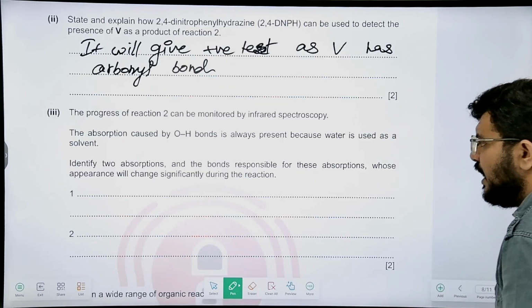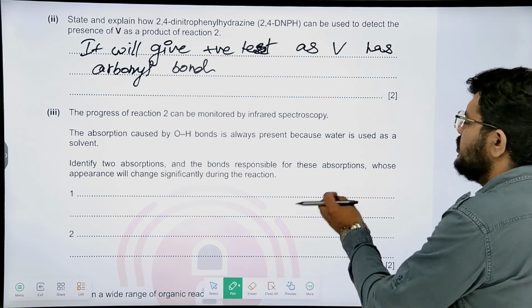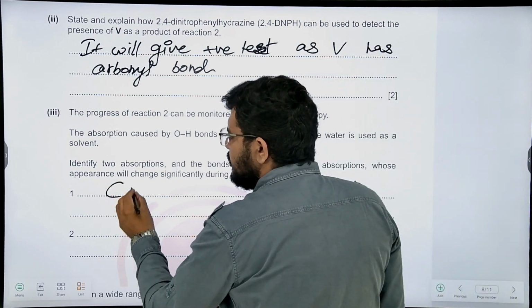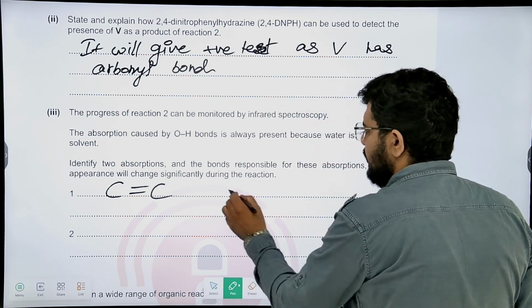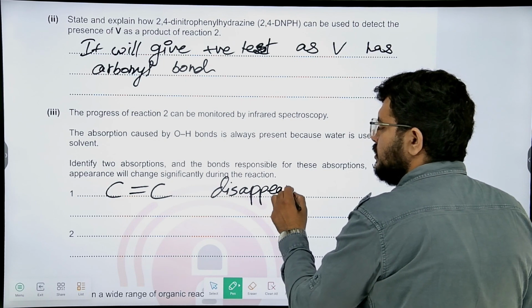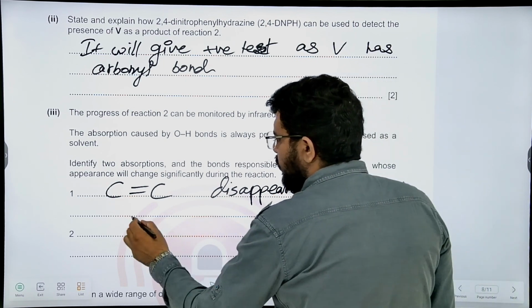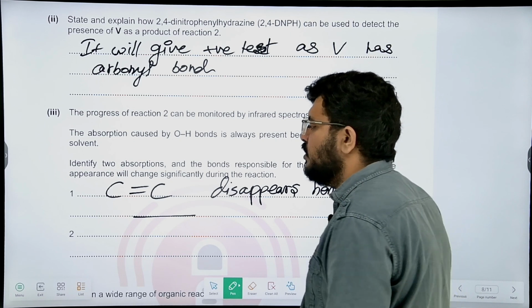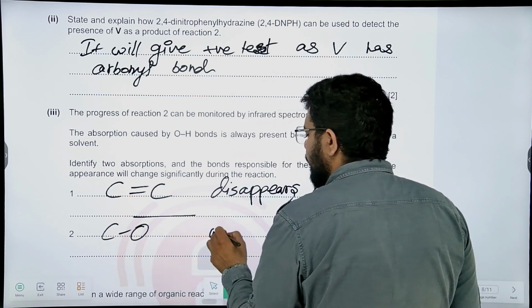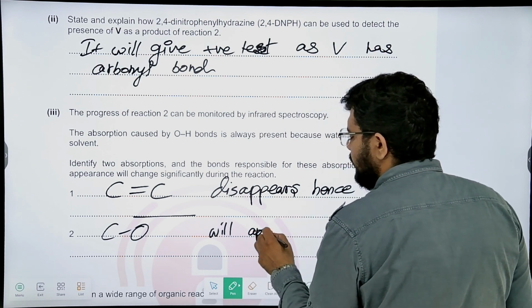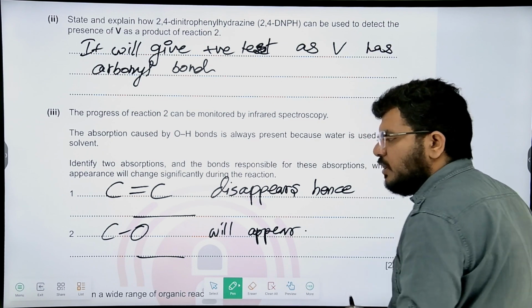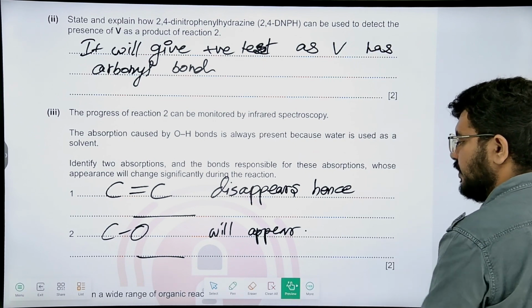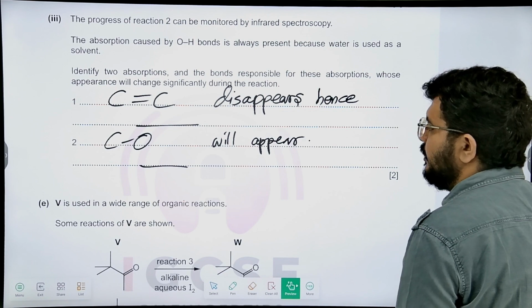Let's see. Identify two absorptions and the bonds responsible for these absorptions whose appearance will change significantly during reaction. So I will say C double bond C disappears, right? Hence, so and so absorption also disappears. What you will find in your data booklet is the absorption number for C double bond C, and the C-O bond will appear, right? And hence you can write so and so absorption also appears, because now there is C-O in the alcohol, right?